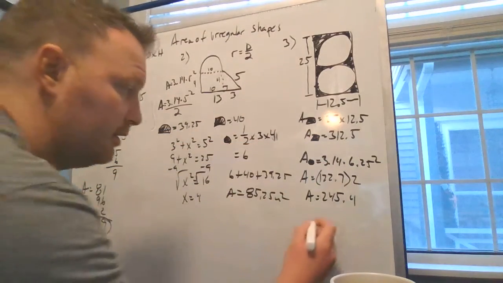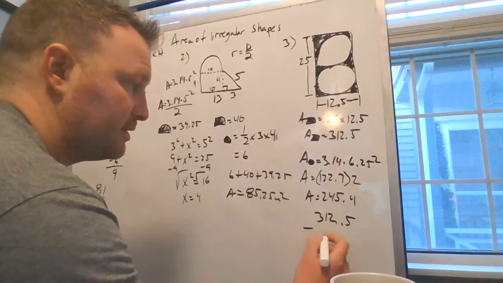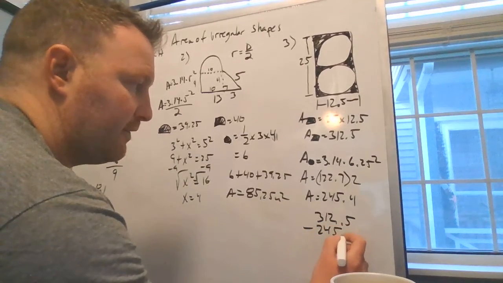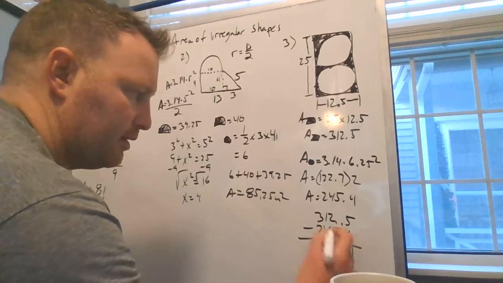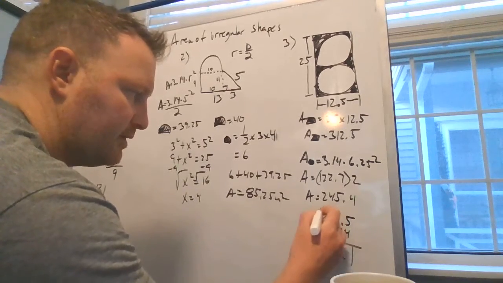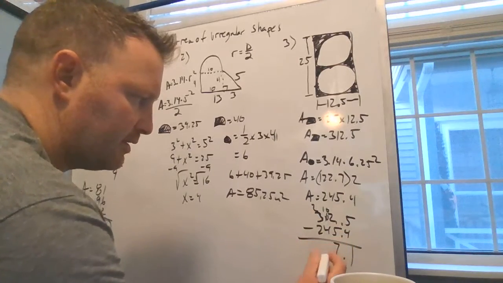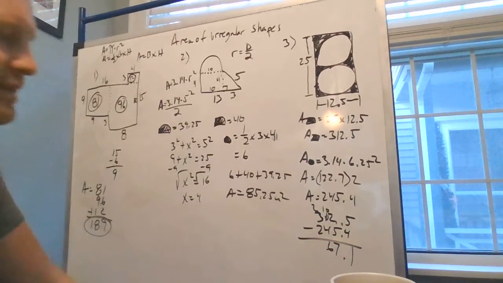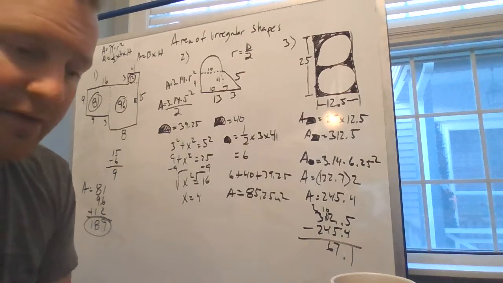Last but not least, I'm going to take the area of both of my circles away from the area of my rectangle. So I'm going to do 312.5 minus 245.4, and I get 1. This is a 12, this is now a 10, this is a 2. So 12 minus 5 is 7, 10 minus 4 is 6. 67.1 units squared is the leftover area.